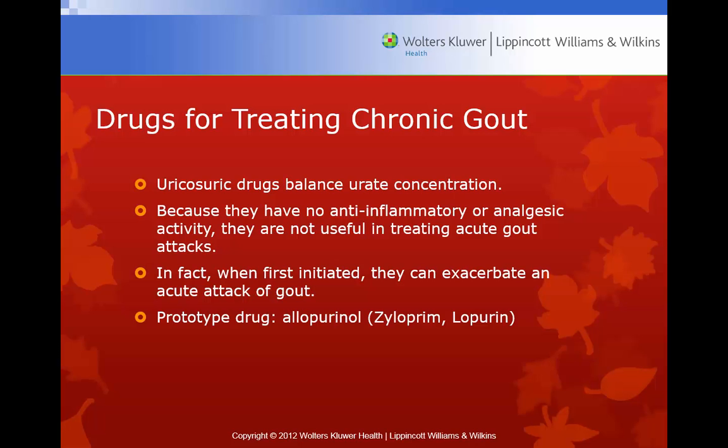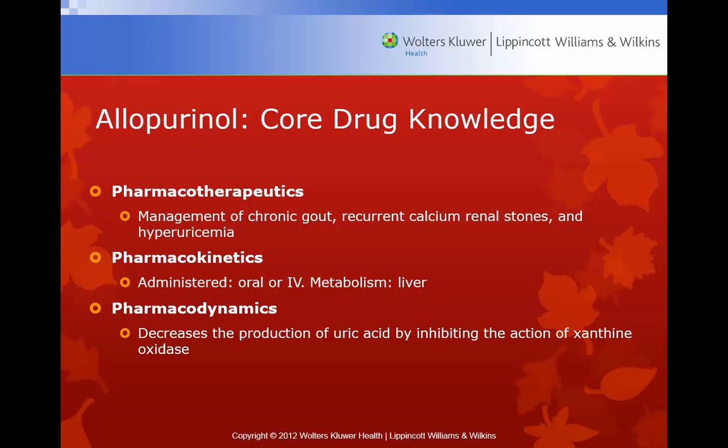The prototype drug here, like I said, is allopurinol, or Zyloprim or Lopurin. All right. Pharmacotherapeutics: management of chronic gout, recurrent calcium renal stones, and hyperuricemia. It is administered orally or IV and metabolized in the liver. Pharmacodynamics: it decreases the production of uric acid by inhibiting the action of xanthine oxidase.